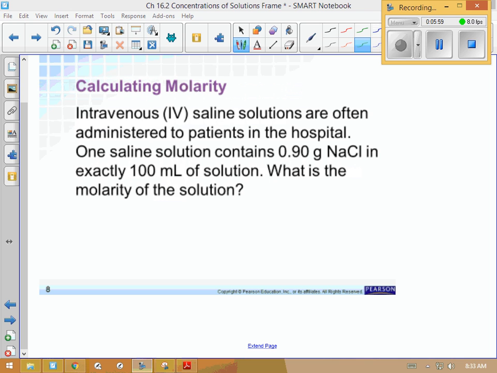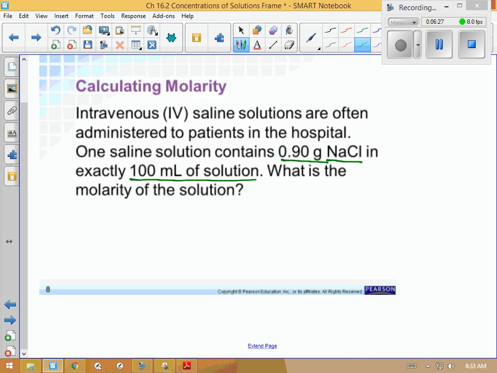We're going to calculate the molarity of an intravenous saline solution. They're often administered to patients in hospitals. You've seen it in your medical shows where the bag is hanging on the stand and there's a tube that runs to a needle in their arm. The saline solution we're talking about contains 0.9 grams of sodium chloride in exactly 100 milliliters of solution.